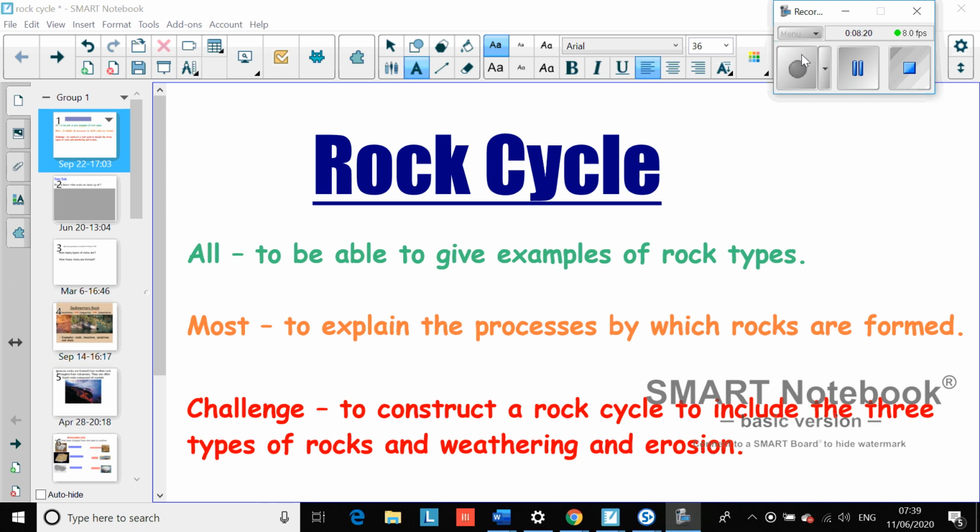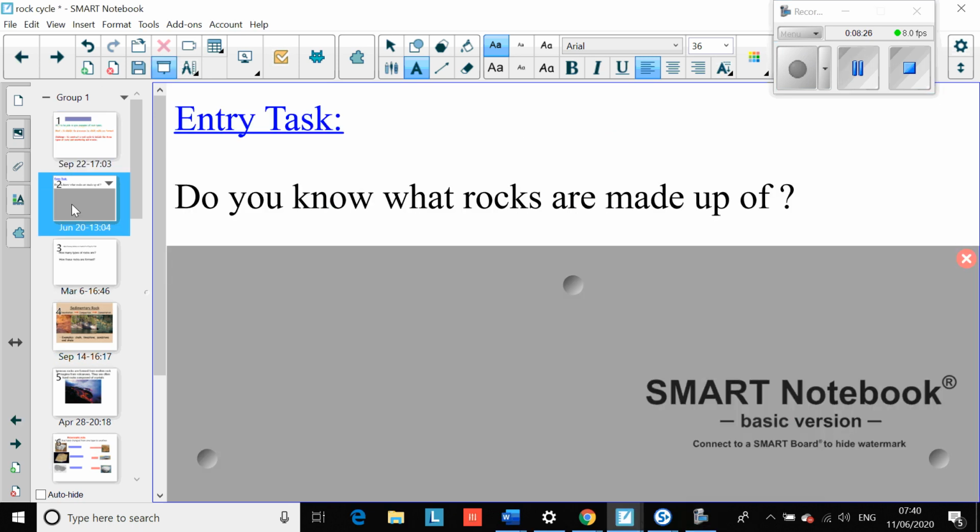Now, how do we know how certain rocks were made? We need to know certain things. So let's start with this. What are rocks made up of? I want you to write that question down in your book and then take a moment and try and write down what you already know. What are rocks made up of? Off you go, please.